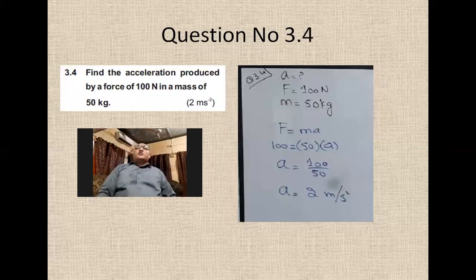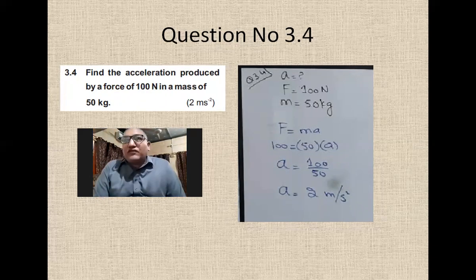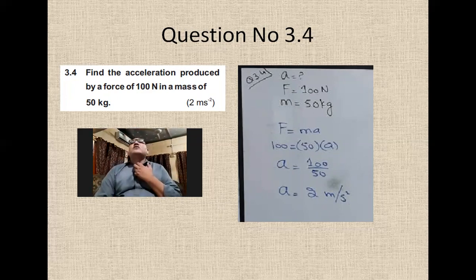Okay, so the next question coming up on your screen is question number 3.4. He says, find the acceleration produced by a force of 100 Newton in a mass of 50 kg. So we have to find out the acceleration, a. The force applied is 100 Newton and the mass is 50 kg. So if the applied force is 100 and there is no friction, that force is the force which will produce the acceleration.